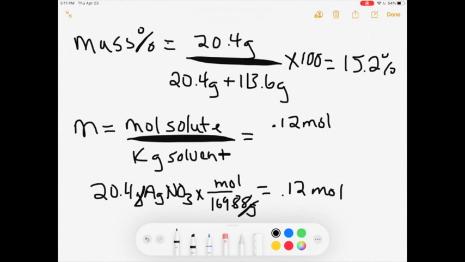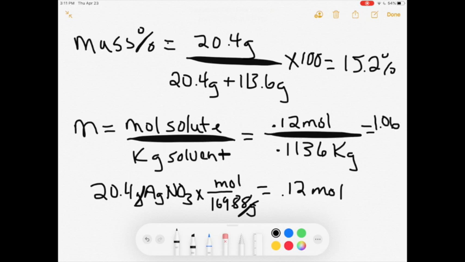So we have that. Now we just need kilograms of solvent. We have grams. It's 113.6 grams. So to change that to kilograms, all we have to do is divide by 1,000. So that gives us 0.1136 kilograms of our solvent. So we're going to divide the two, and that gives us 1.06 molal. So the little m to represent molality.